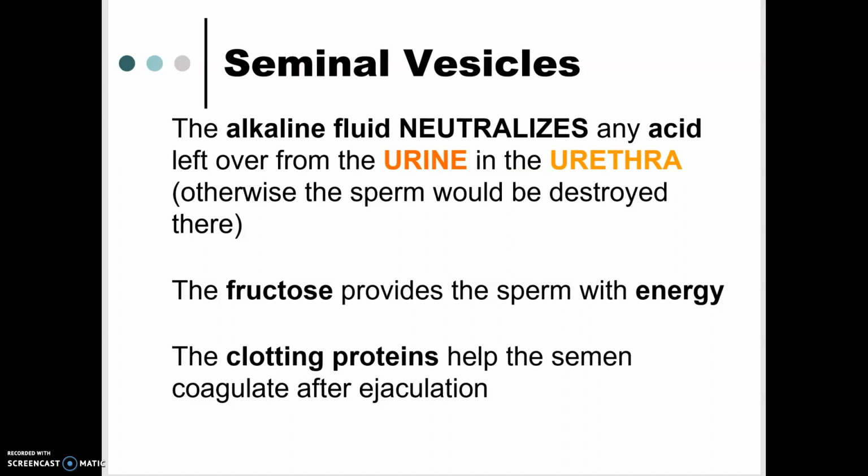Another thing that the seminal vesicles will add is fructose. Fructose is a carbohydrate, a sugar, and that will provide energy to the sperm. They can undergo metabolism to produce ATP, which helps them in their movement. The last thing that the seminal vesicles will add are the clotting proteins, and this helps semen coagulate or group together when it's ejaculated or when it leaves the body.